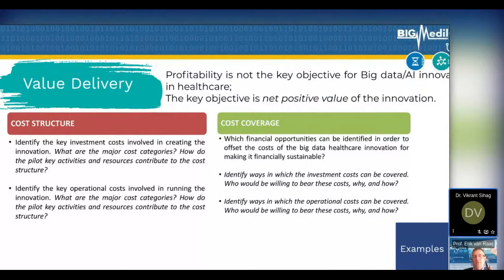Who in that healthcare system is benefiting from the innovation and could therefore also be willing to bear some of the costs? And that could be in terms of really paying, but it could also be by putting in effort and time, so more of an in-kind contribution. So let's have a quick look at the examples.